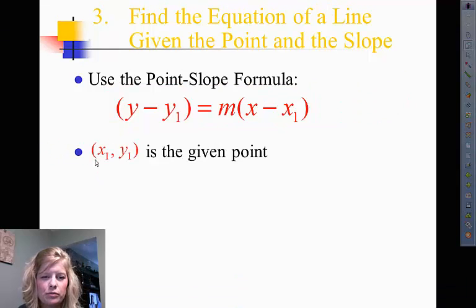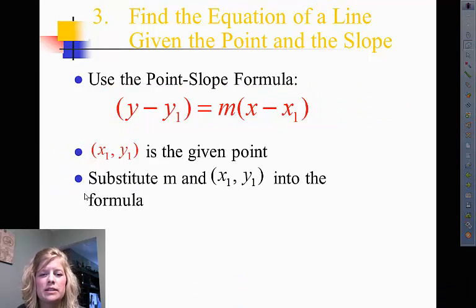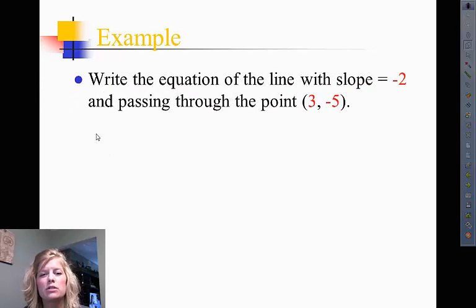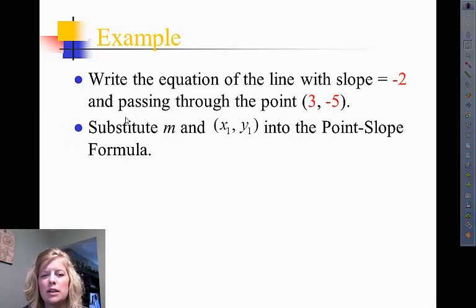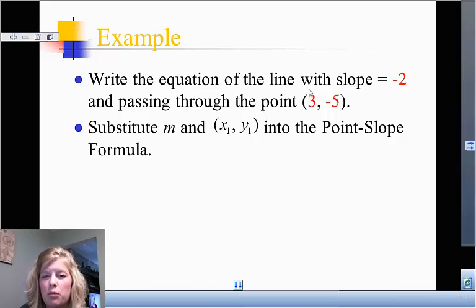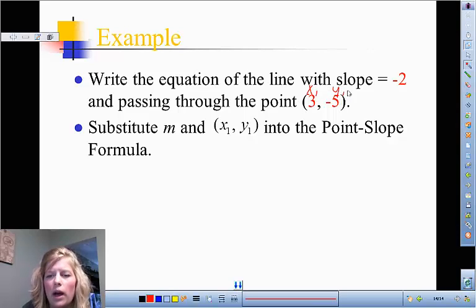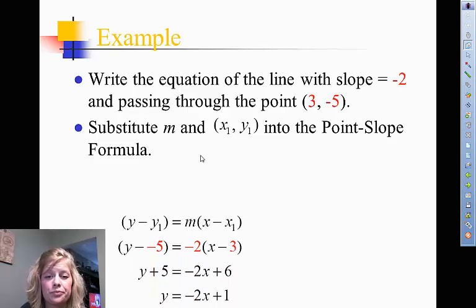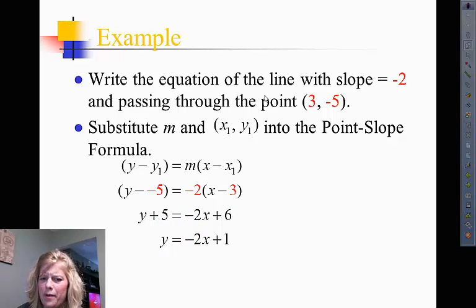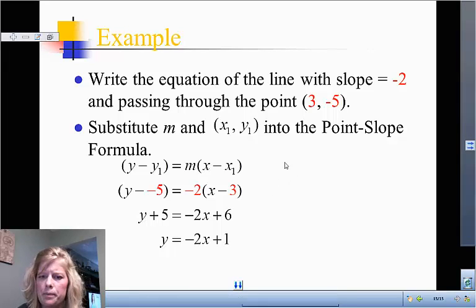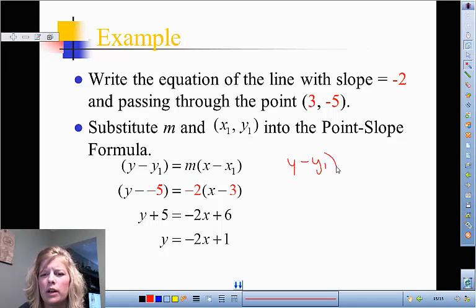Here we go. x1, y1 is given. Substitute m and x1, y1 into the formula, and we would solve for b. So write the equation of a line with the slope equal to negative 2 passing through the point 3, negative 5. Substitute m and x1, y1, because these were the points I was given, so that's why I call this x1, y1, and this was m up here. So do you remember that point-slope formula that you just wrote down? Here it is. Let me rewrite this. So I had y minus y1 equals m times x minus x1.